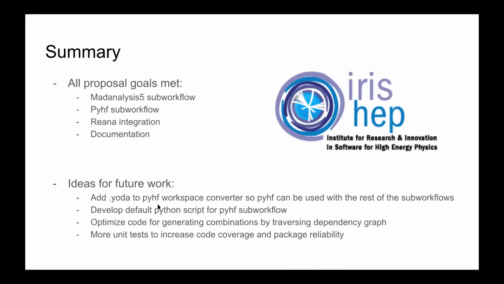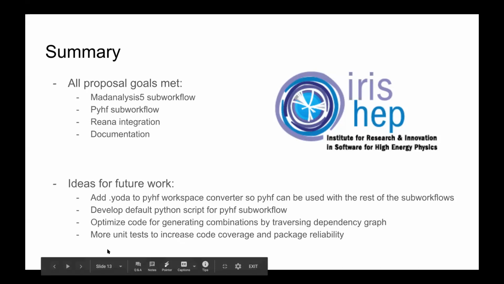the way the PyHF sub-workflow works right now is it takes a PyHF workspace as input, but that doesn't really connect to any of the other previous steps. The other previous steps all output HEPMCs or .LHCs, which makes it difficult for PyHF to interpret that. One of my other mentors, Lucas, was interested in creating a converter, so we can add that to enable PyHF to be connected to the other sub-workflows.